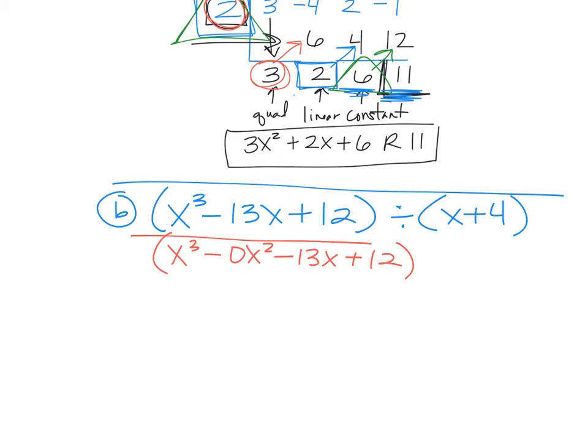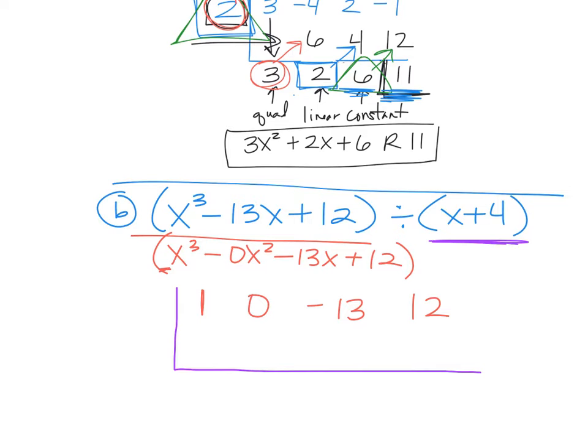So when we set it up, what's the number in front of my x cubed? My x cubed is a 1, right? That's 1x cubed. So we're going to set it up. Here's a 1, a 0, a negative 13, and a 12. Then do your upside down bar for upside down division here. The number that goes out in front is the 0 that you get from what you're dividing by. So how do I make that 0? Negative 4. That goes out in front.